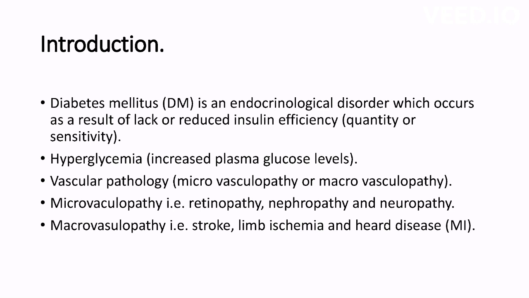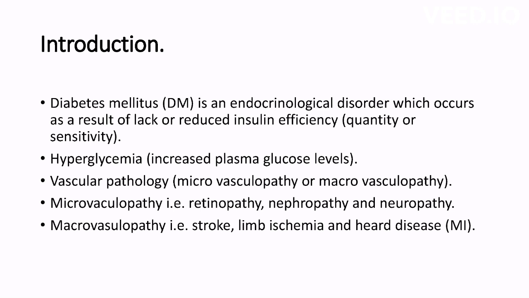So this leads to hyperglycemia, which is increased plasma glucose levels, and leads to vascular pathology, which might be small vessels such as microvasculopathy, or it may affect large vessels such as macrovasculopathy. So when it damages small vessels, it causes retinopathy, nephropathy, and neuropathy, depending on the part of the body or the organ in which those vessels are present.